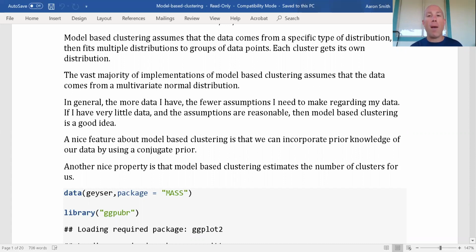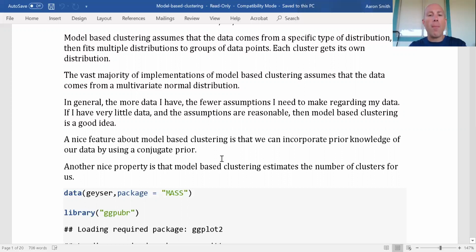A nice feature about model-based clustering is that if I want to take a Bayesian point of view, I can incorporate prior knowledge. I can have a prior distribution. We're not going to talk about that because I feel like priors really don't fit a data mining approach so much. But if you want to get into it, go ahead and look at the mclust package in R. I think it's interesting, but from a data mining point of view, we usually don't do too much with priors.